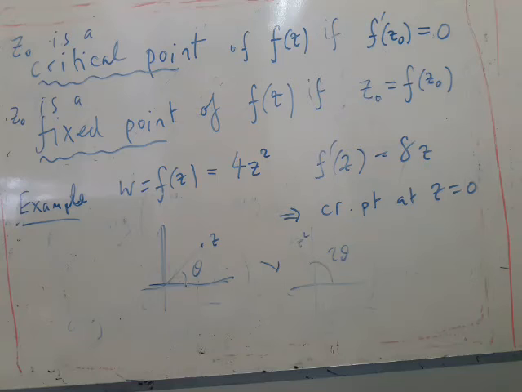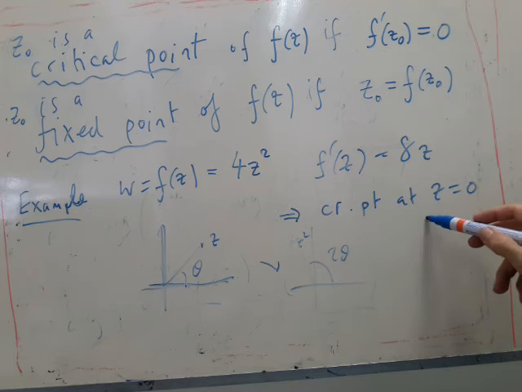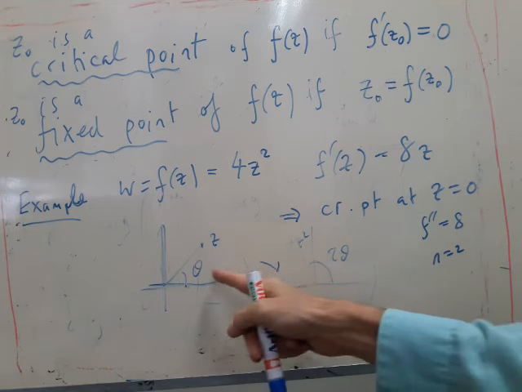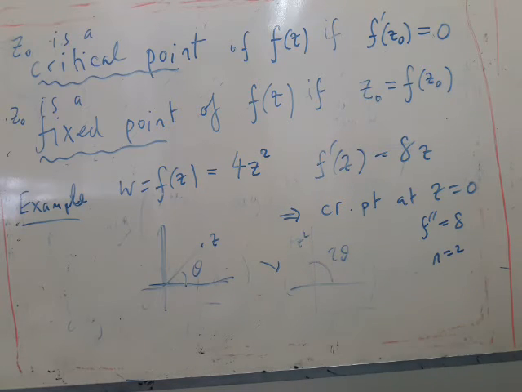But another way of looking at that is to think, well, what's the second derivative? The second derivative is not 0 at z equals 0. So f double dashed is 8, which is not 0 at the critical point. So that means n equals 2. So indeed, we get 2 theta as we expect.